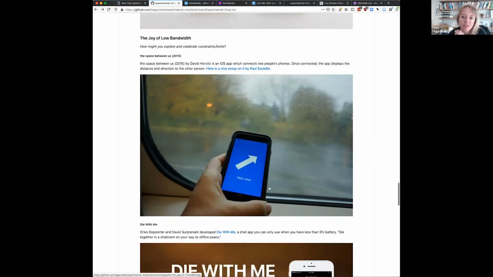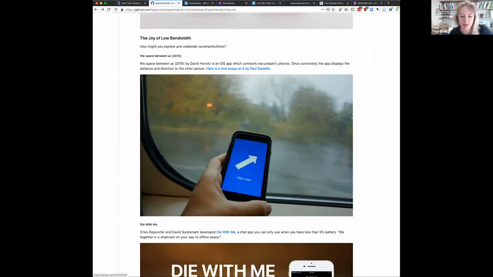And so a couple of IF projects that celebrate limits or constraints on these systems. David Horvitz, unfortunately, this app, I don't know if it still exists. It's definitely not on his website. I'm a bit sad that it's not better documented, but it was called The Space Between Us, in 2015. It's an iPhone app to be used between two people. You use it with a partner or a friend, and the only thing it tells you is the direction and the distance between you two.